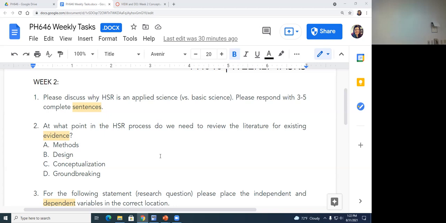I think HSR is an applied science because basic science is only one instrument. HSR has an environmental component. It's problem solving, specifically in natural science, more than the hypothesis. The applied science is more of a behavioral kind of way. Yeah. Okay.